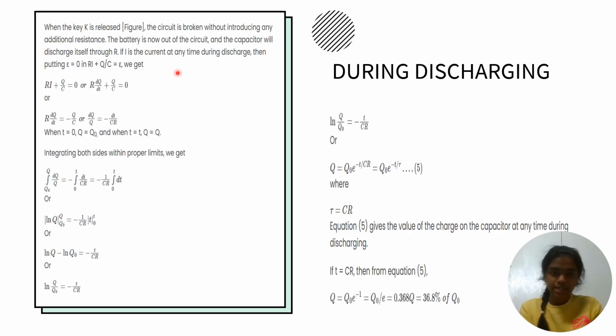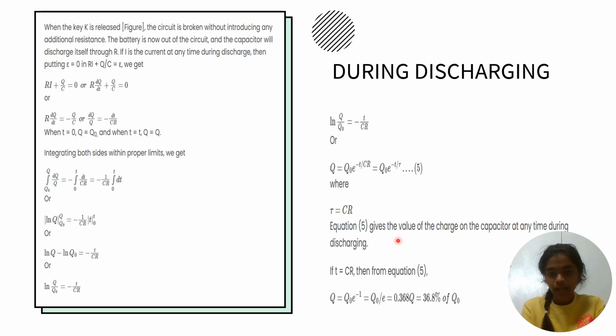Now, during the discharging condition, when the key K is released, the circuit is broken without introducing any additional resistance. And so we get Ri plus Q by C is equal to 0. I can be written as dQ by dt, so R dQ by dt plus Q by C is equal to 0. When t equals 0, Q equals Q naught, that is the maximum charge, and when t equals t, Q equals Q. Integrating on both sides with proper limits, from Q naught to Q and 0 to t, we get the final expression that Q is equal to Q naught into e power minus t by RC. This is the expression.